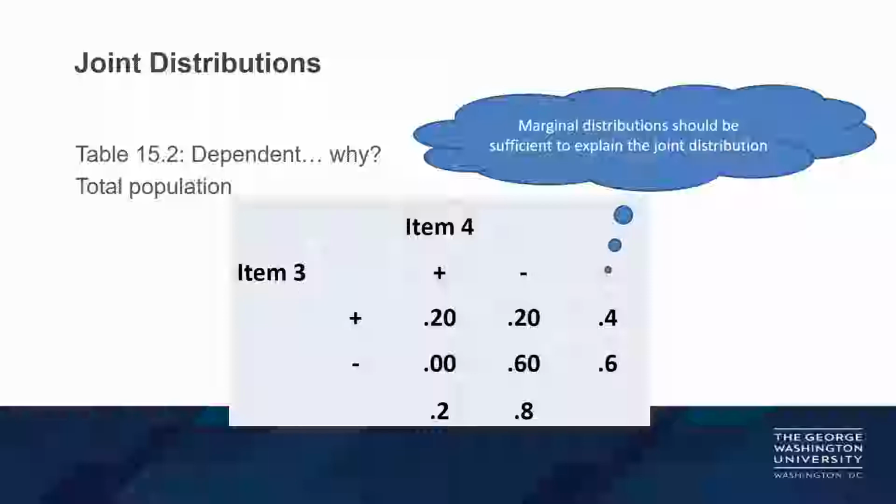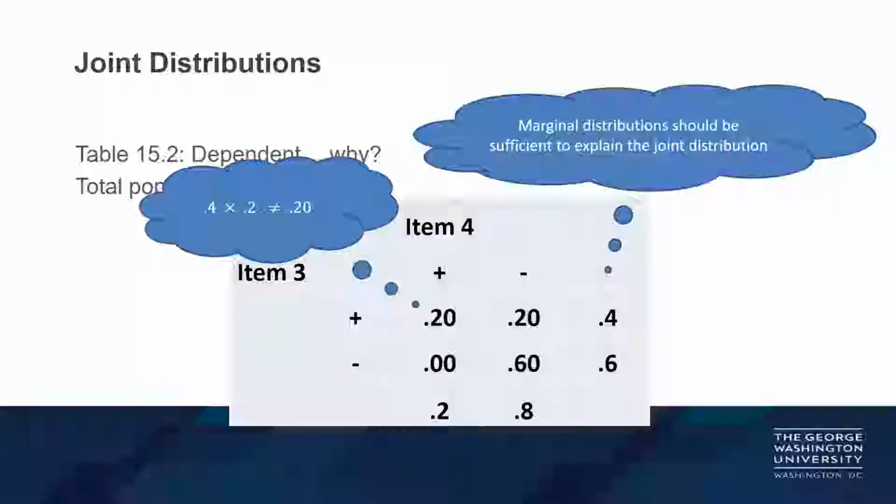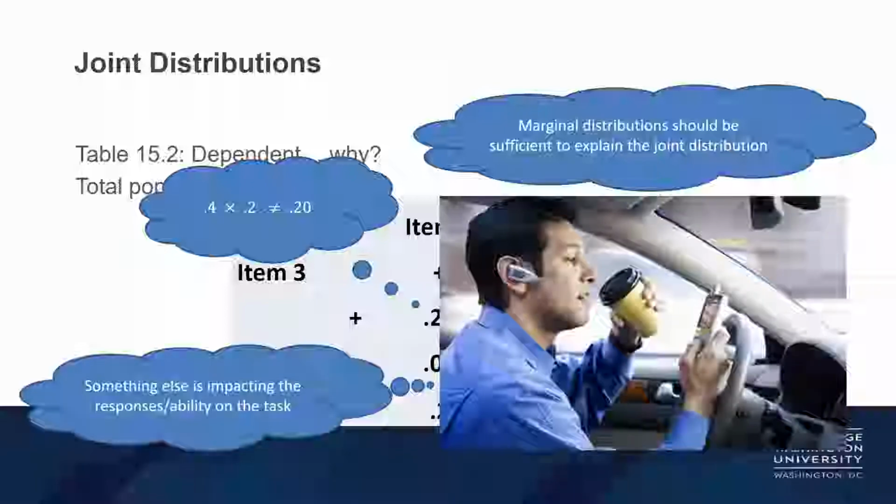So our marginals should be sufficient to explain all of the other information in the table. So they should explain 0.2, 0.2, 0.0, and 0.6. We can see that if we cross multiply 0.4 by 0.2, it does not equal 0.20. So something else could be impacting ability. Here, if we were giving a driving test, some of the things that might distract you, whereby your ability in driving would be dependent on your ability to drive while you're drinking coffee, talking on the phone, and using what looks like a very old smartphone.